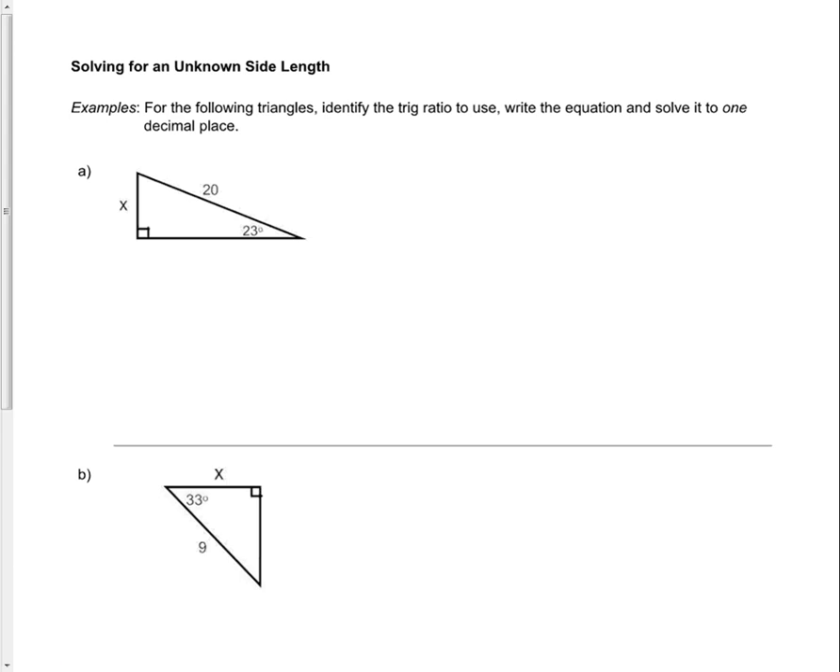So now we're going to put everything together that we've talked about so far. We're going to actually figure out the length of an unknown side length. And we're going to combine things that we've started with. The first thing that we looked at was how to properly name a triangle. So we're going to do that here.